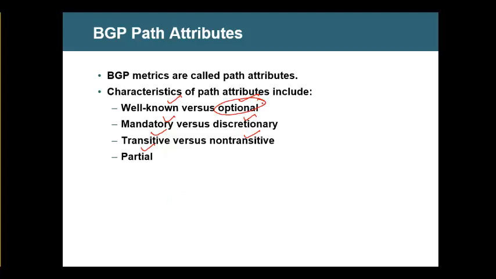Optional, the receiver marks it as partial and propagates it. That is optional transitive. Optional, the receiver wants to see it. If it is not seen, he will discard it. Then it is non-transitive, optional non-transitive.